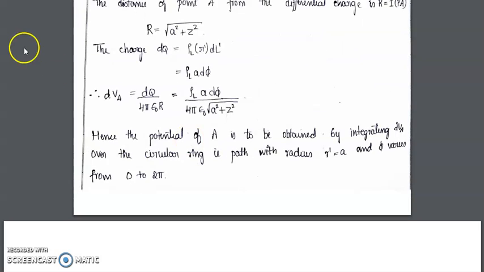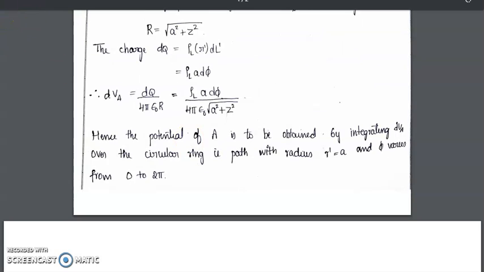Next we will see the problems on potential gradient.